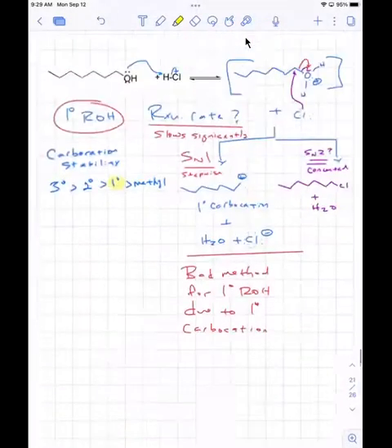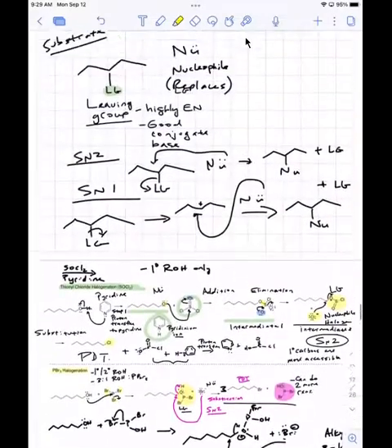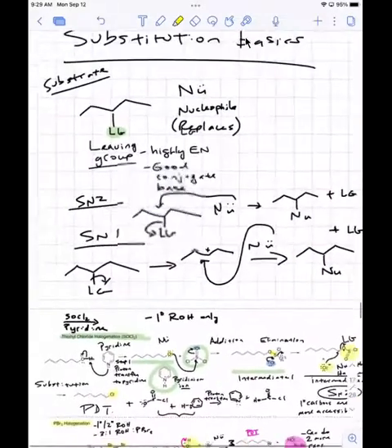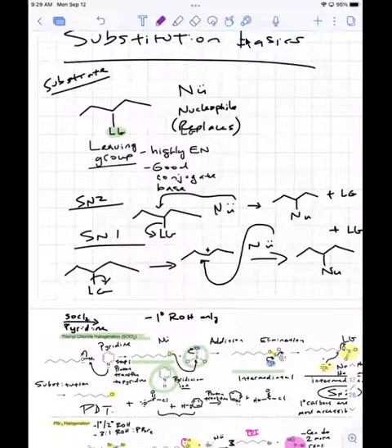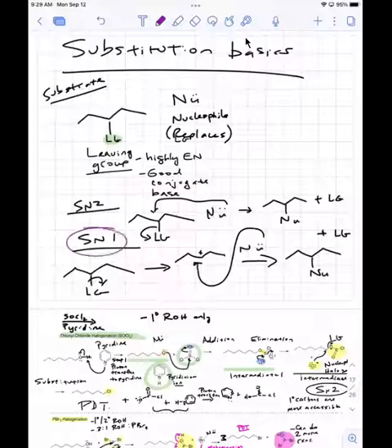All right, let me refresh you. Where did I talk about that? Here. All right, if the leaving group leaves first, it's SN1. You can see the mechanism. The leaving group right here is leaving. You get a carbocation intermediate, and then the nucleophile attacks it.